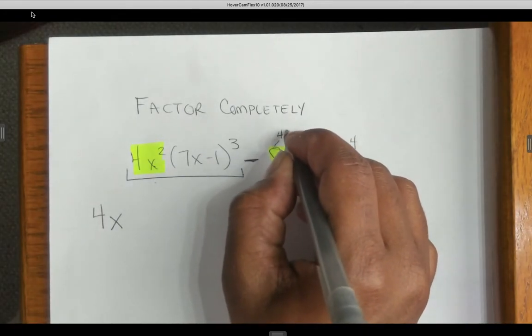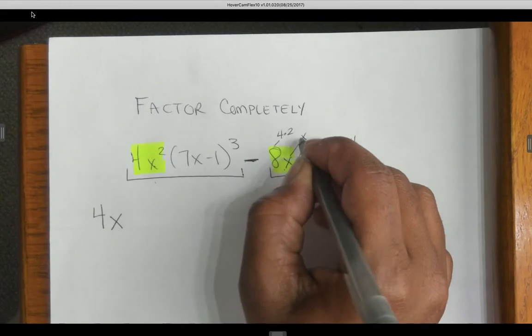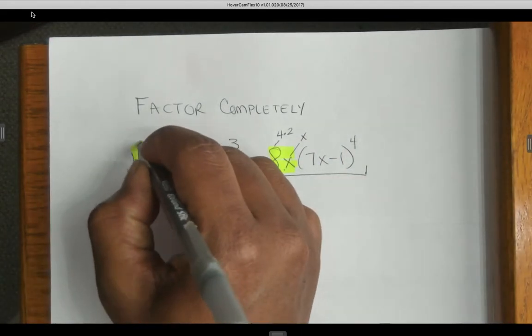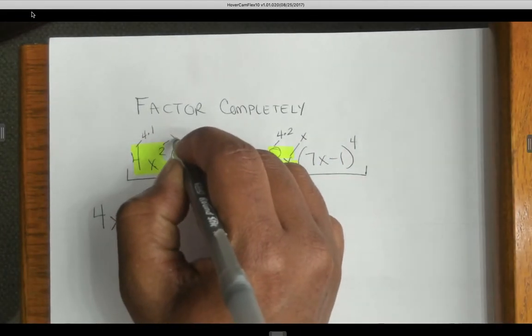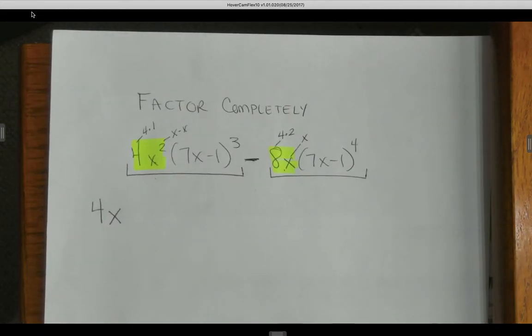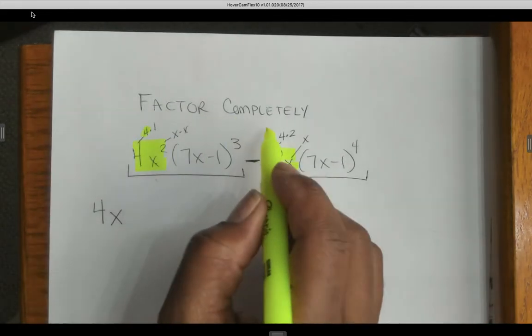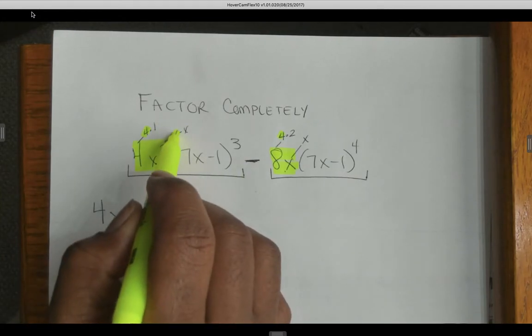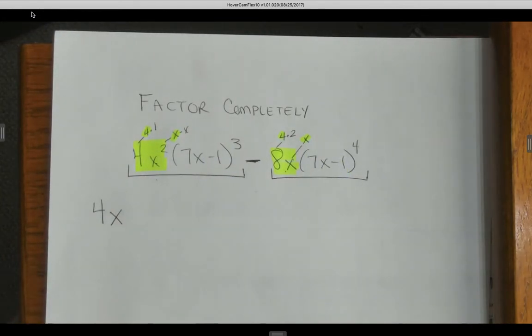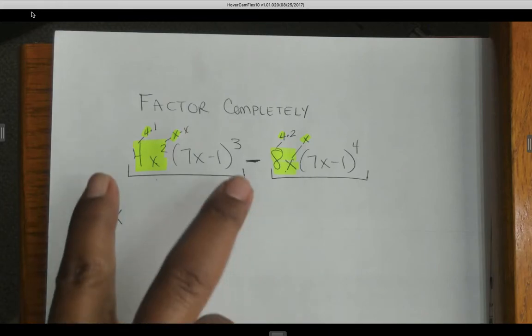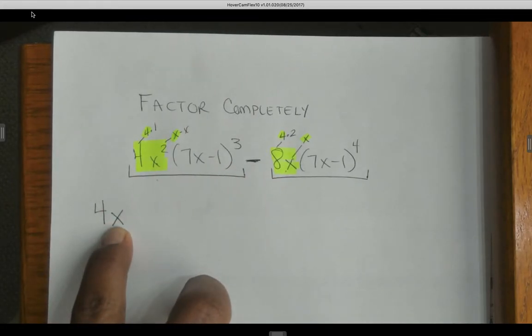Technically, this is 4 times 2, and this guy's just x times 1 or just x. This is 4 times 1, and this is x times x. So I look to see, well, what are their common factors? Okay, they both have a 4. Perfect. They both have a factor of x. Perfect. And that's all they have in common, so that's my GCF with those two, just the 4x, right?